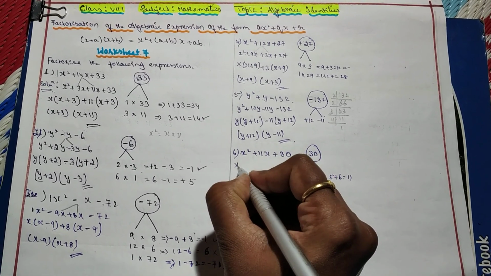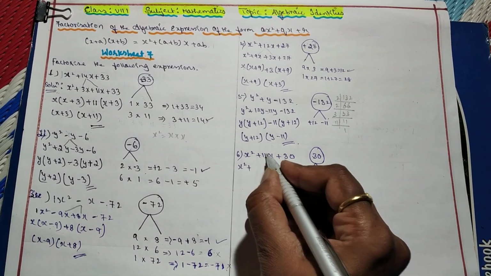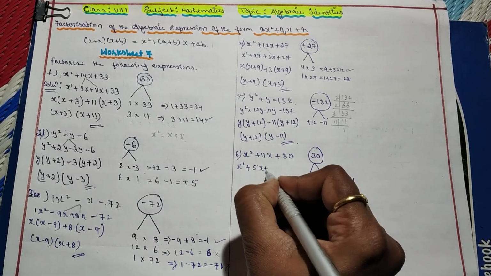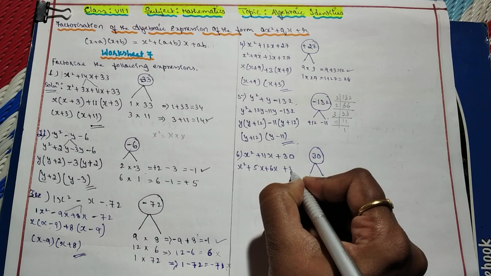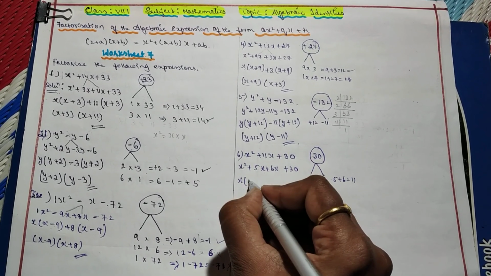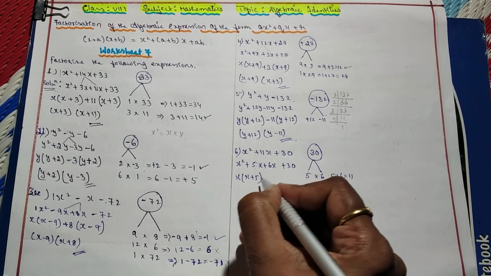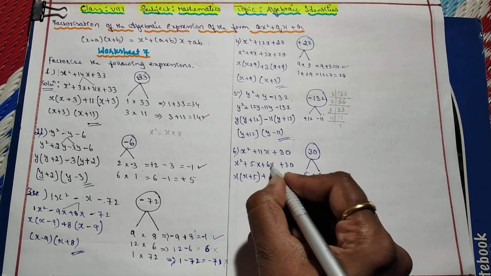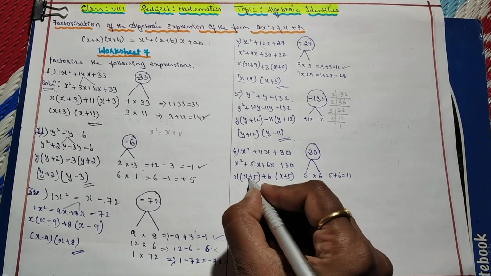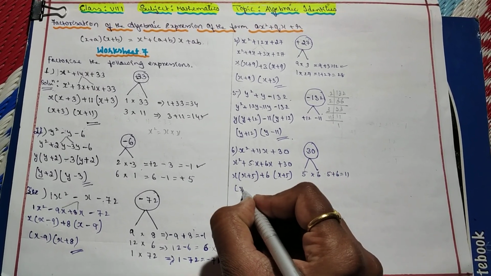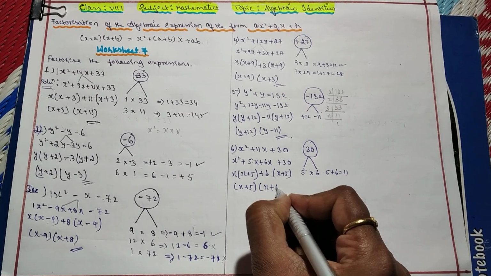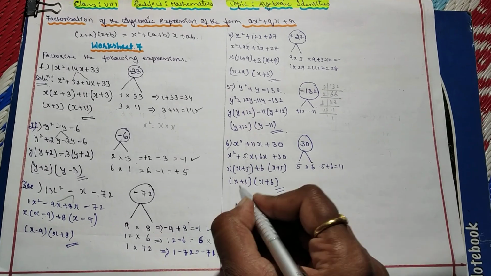Then x square plus 11x, I'll write 11x as plus 5x plus 6x, and plus 30 as it is. In between the first two, x is common, and what is left out is x plus 5, right? Plus, in between these two, I'll take out 6 and x plus 5. In between these two, x plus 5 is common, and what is left out is x plus 6. So these are the factors for question 6.